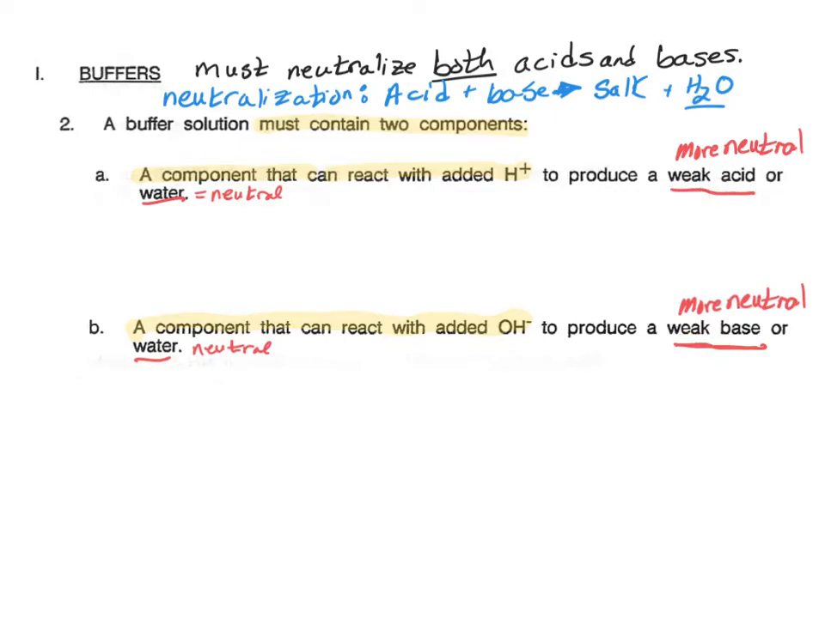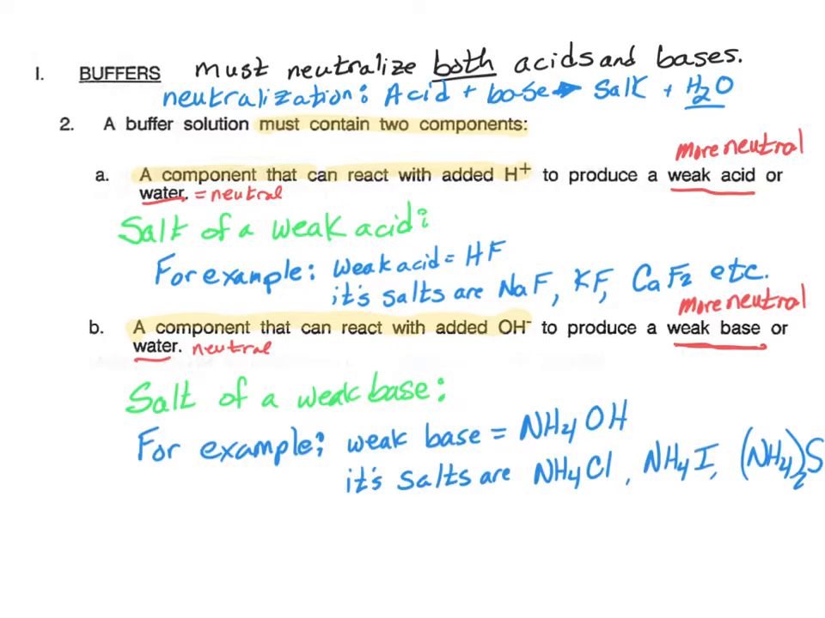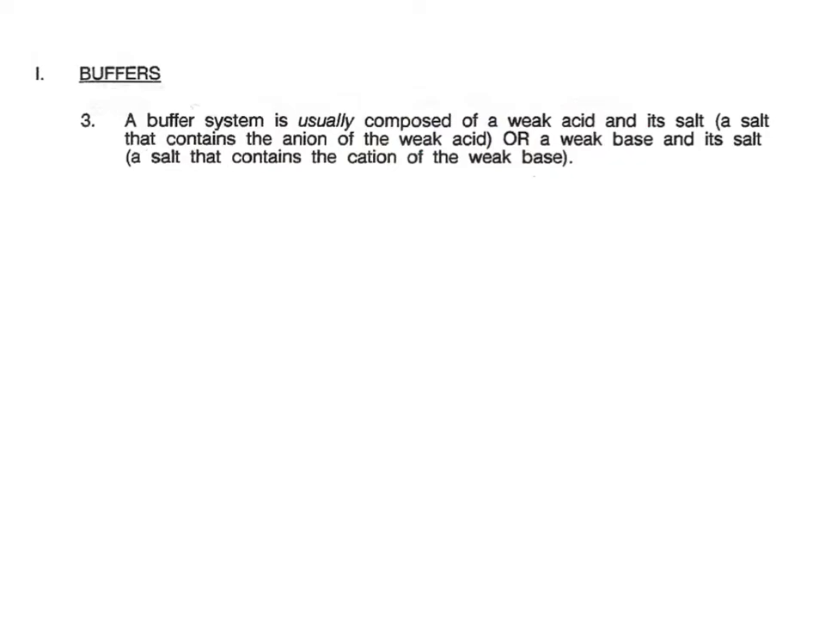Well, to produce a weak acid, we'll need to start with a salt that originally had one of the ions that made the weak acid. And to produce a weak base, we would need to start with a salt that had the ion that creates a weak base. So when we look at a buffer system, there are two usual types.